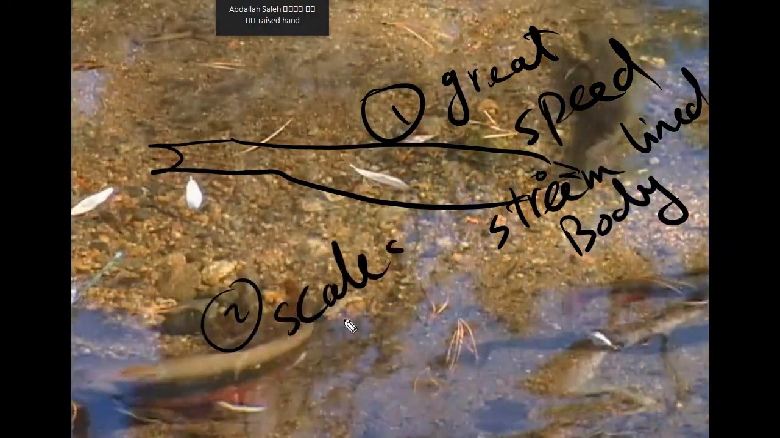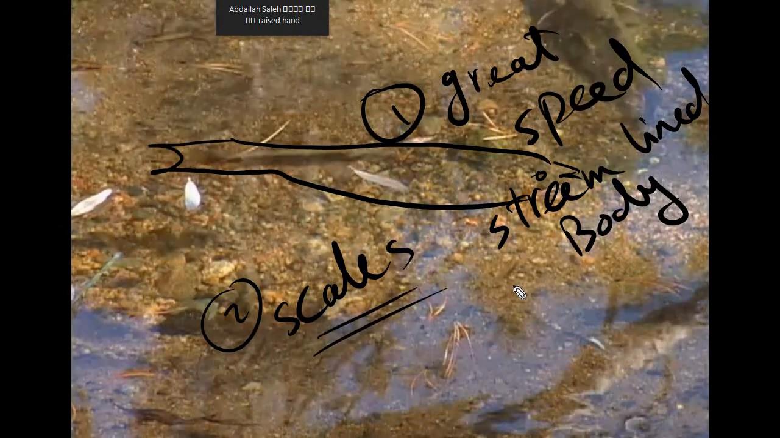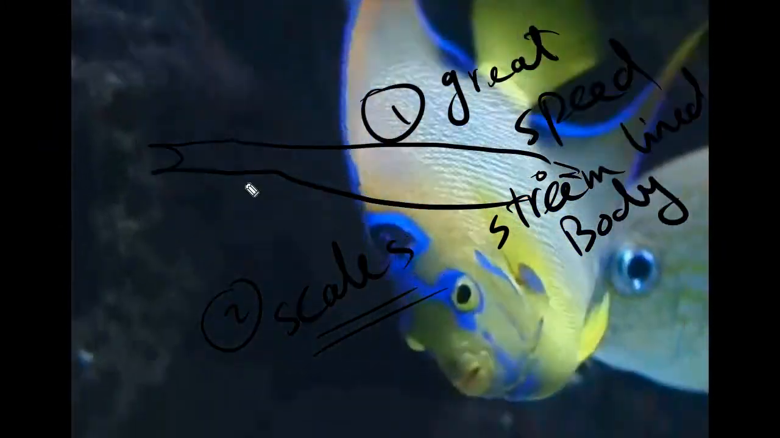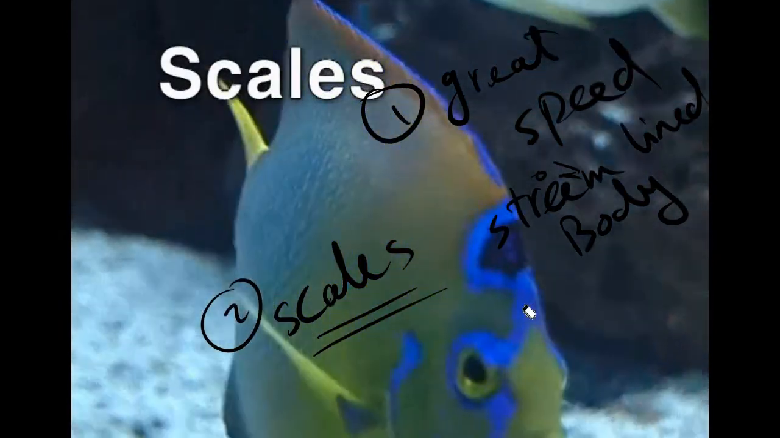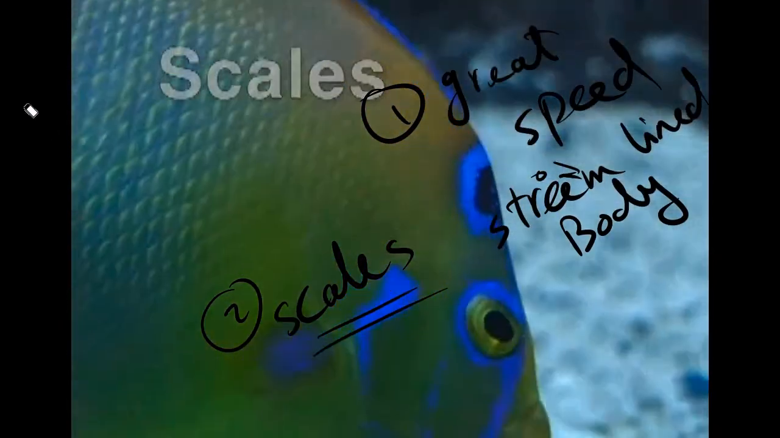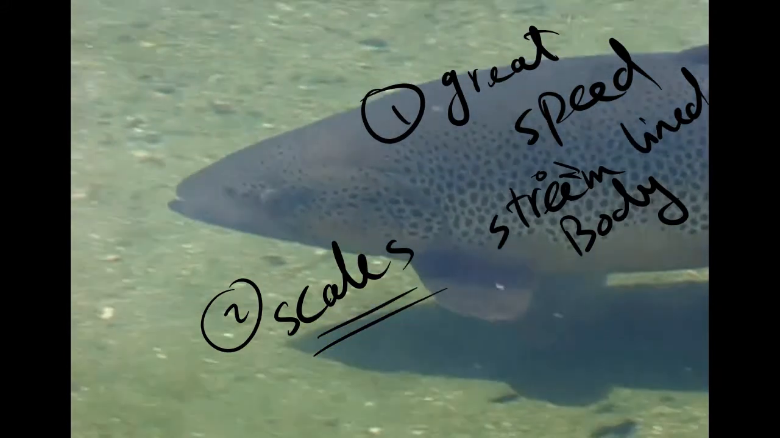Now they have great speed because of their body shape, and also because of the scales. Their body is covered by scales. The scales allow them also to swim quickly under the water. The slippery scales cover their body to protect it and also to reduce the friction of the water so they can swim very fast. That is the second thing that we have for the fishes.